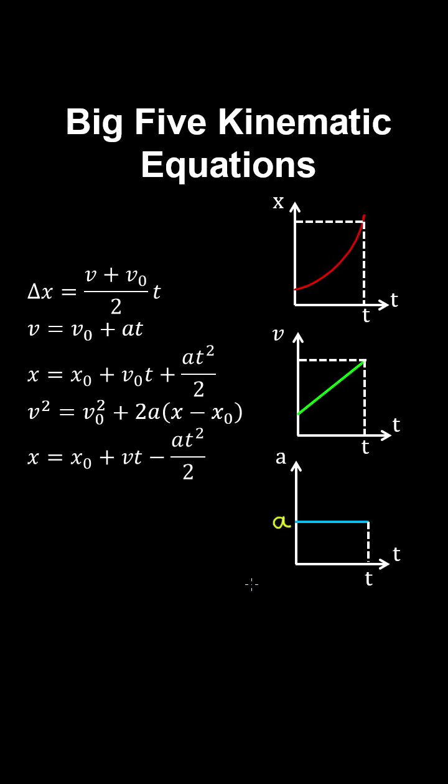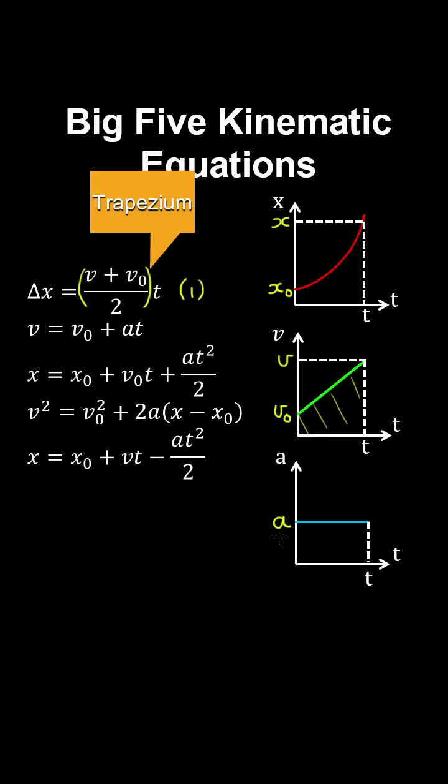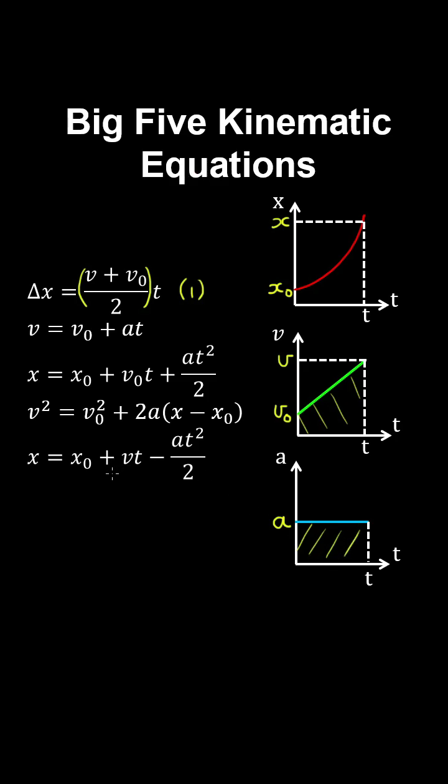The big 5 kinematic equations are used to predict the motion of a particle where the acceleration is uniform or constant. So using this velocity time graph, which is linear, delta x, which is the displacement or change in position of the particle from time 0 to time t, is equal to the area under the velocity time curve. Now similarly, equation 2 is obtained by the area under the acceleration time curve, so the change in velocity is equal to the area of the rectangle.